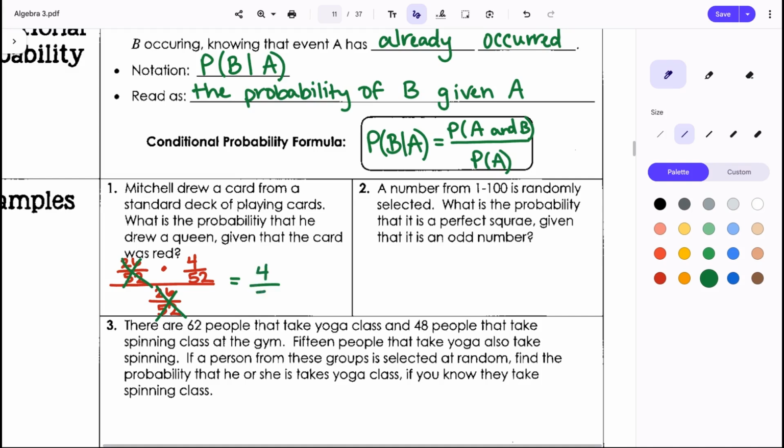But can we reduce that? To what? Good. 1 over 13.